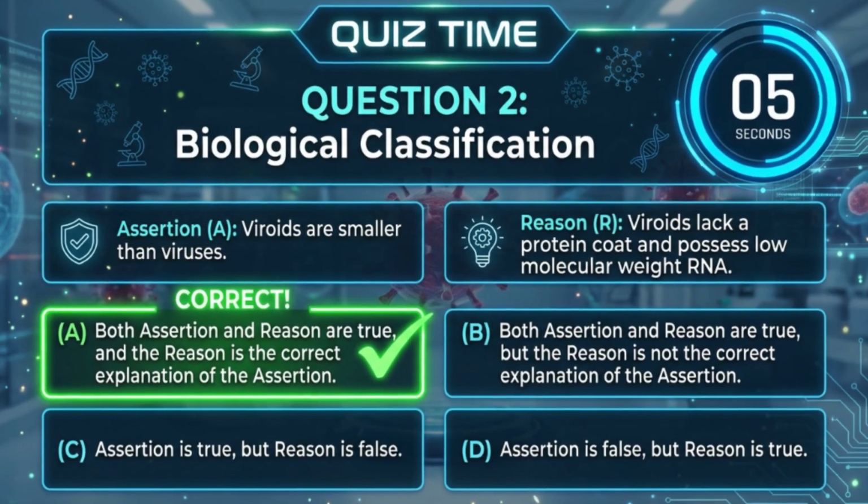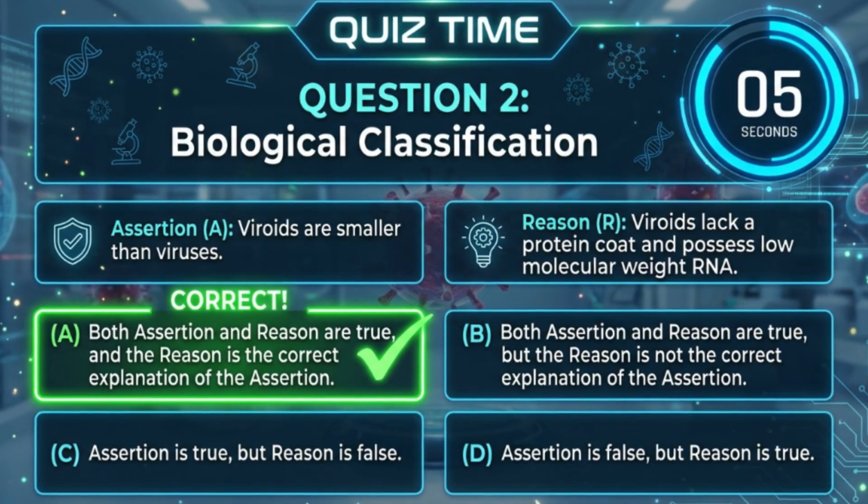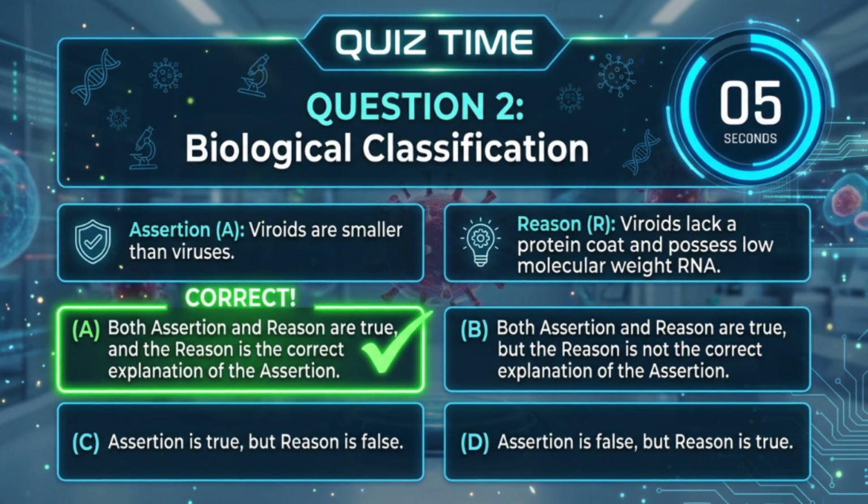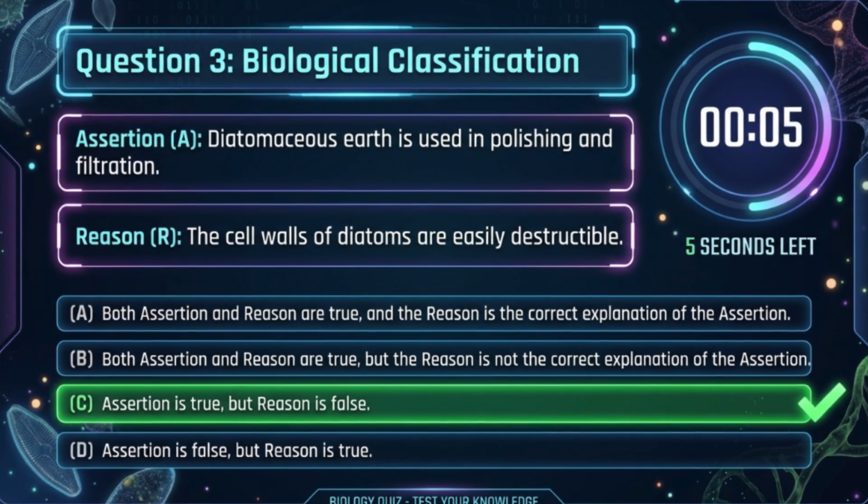Question 2. Biological classification. Assertion: viroids are smaller than viruses. Reason: viroids lack a protein coat and possess low molecular weight RNA. 3, 2, 1. Viroids are indeed smaller than viruses. Why? Because they completely lack a protein coat and only have a small, low molecular weight RNA molecule. Both are true, and the reason explains the size difference perfectly. Option is A.